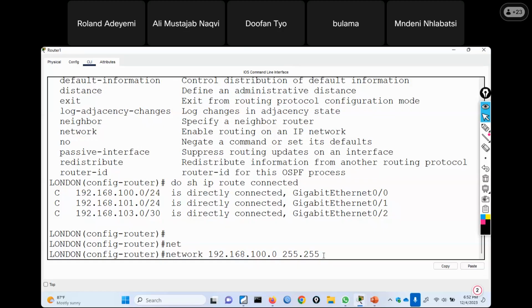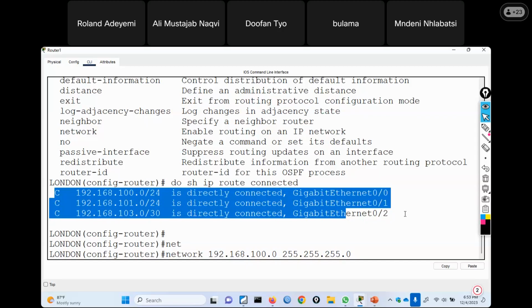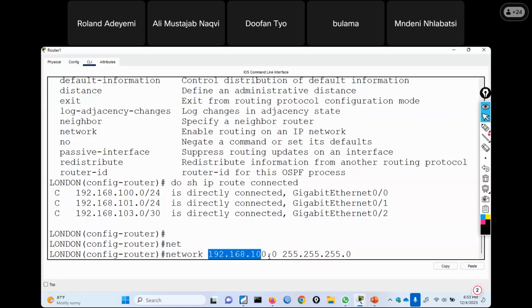All right. So the command is the network command. Then you put the network, then the subnet mask. Now look at what I'm doing here. I want to advertise all these three networks. These are the networks that are directly connected to the London router. So I will say network 192.168.100.0. Then I will put the subnet mask. And guess what? I will put that network in area 0. We have discussed this before. The only area we're going to be dealing with in this class is area 0. And I will hit enter.